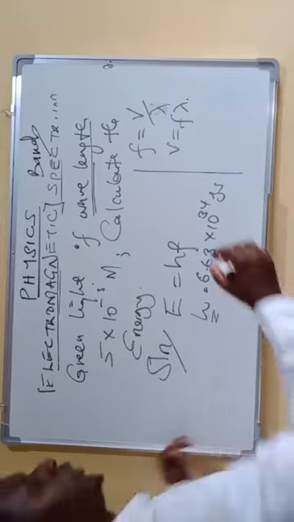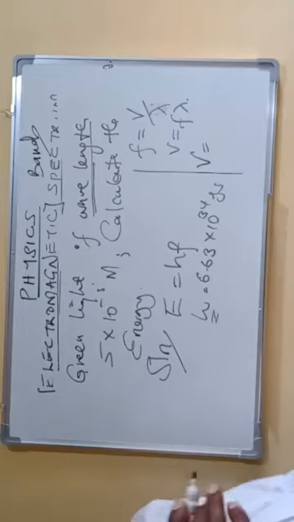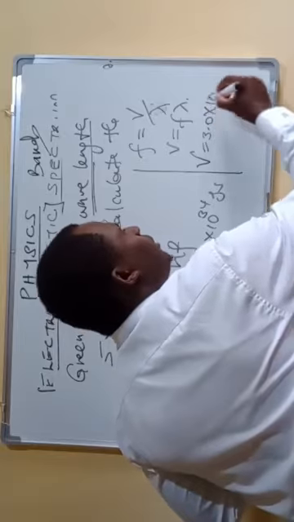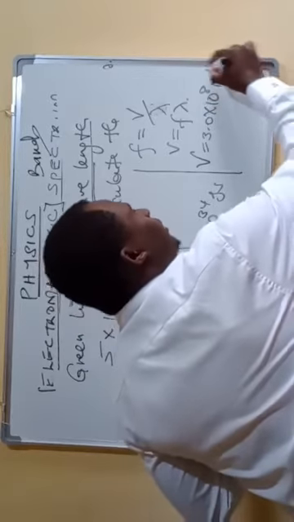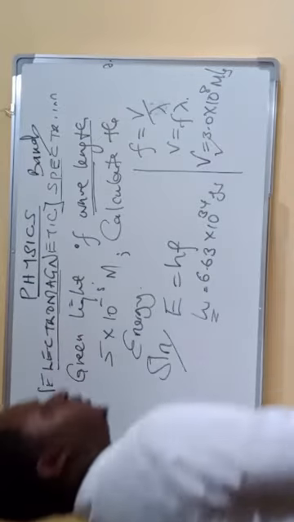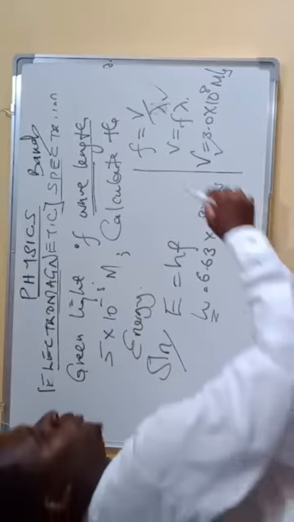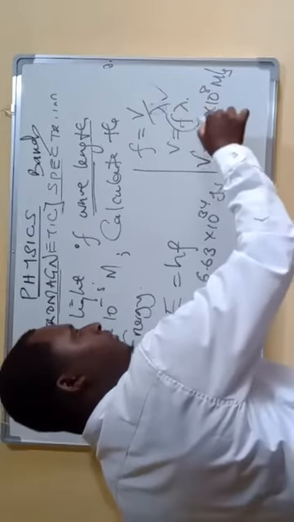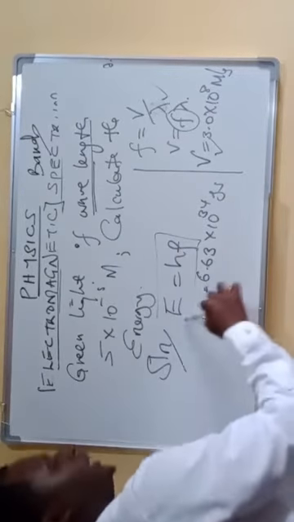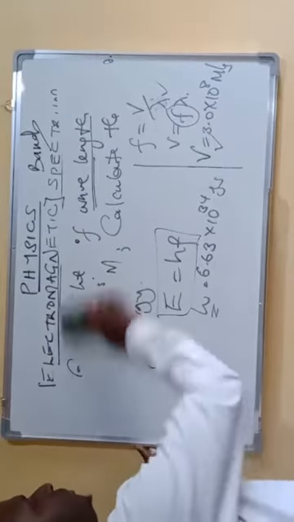So we know the speed. We said all these waves travel at a constant speed of light, which is 3.0 times 10 to the power 8 meters per second. In this case, we have the velocity and we have the wavelength lambda. So we can get the frequency, and when we obtain the frequency, we can come back to our equation and get the energy. So we're going to do that.